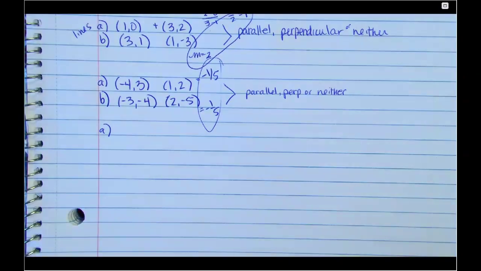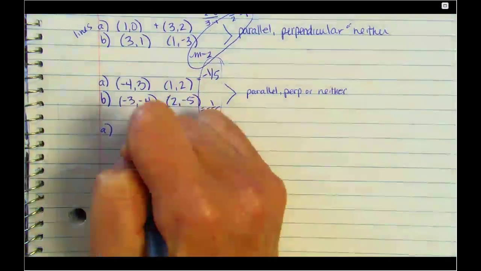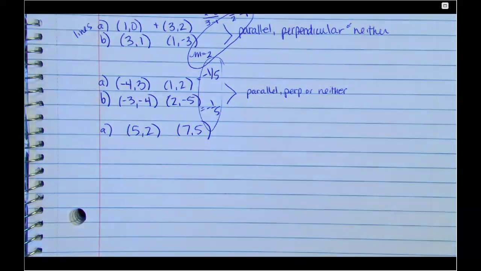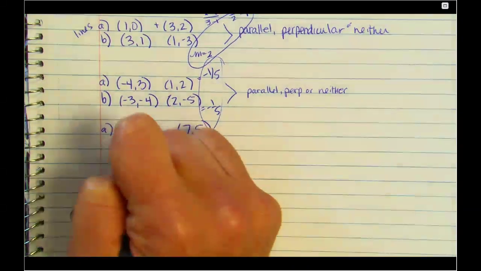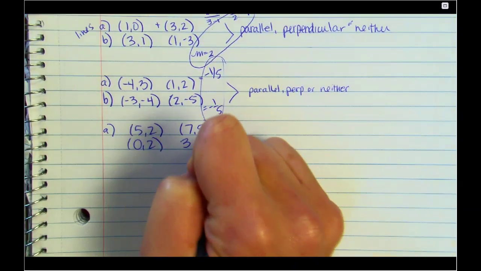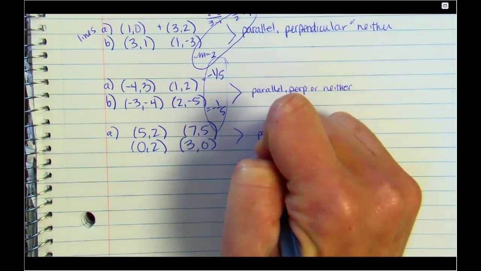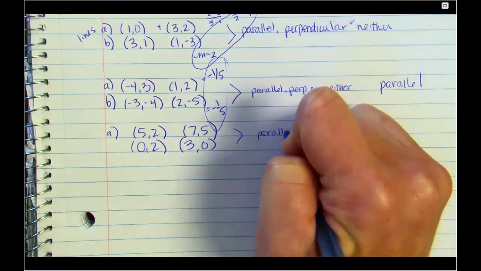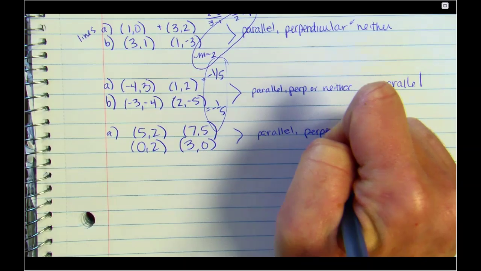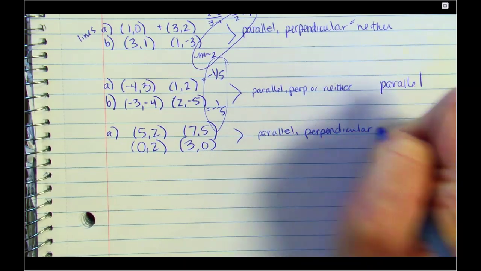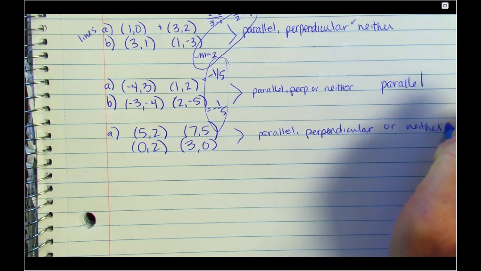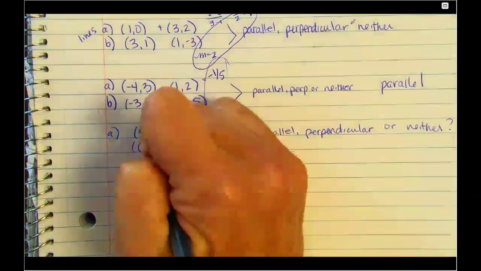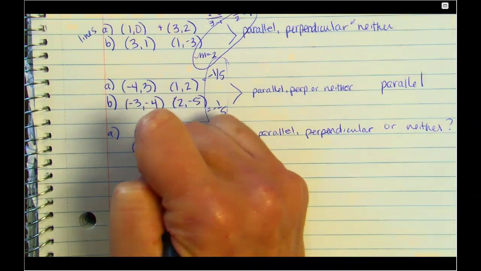Let's go with (5, 2) and (7, 5). And then (0, 2) and (3, 0). Same question. Parallel, perpendicular, or neither? These guys were parallel. This is a very ugly 2, but it is a 2 here. So not a 7.